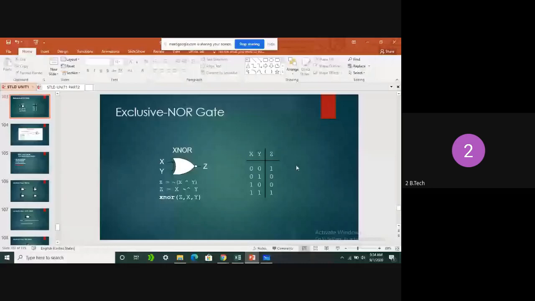See here, if you observe, we can observe clearly. If you see the symbol, the only difference is that for the exclusive OR gate, the output is going to be bubbled. That's the reason it is called the exclusive NOR gate. Clear, all of you? Yeah, sir. Okay.